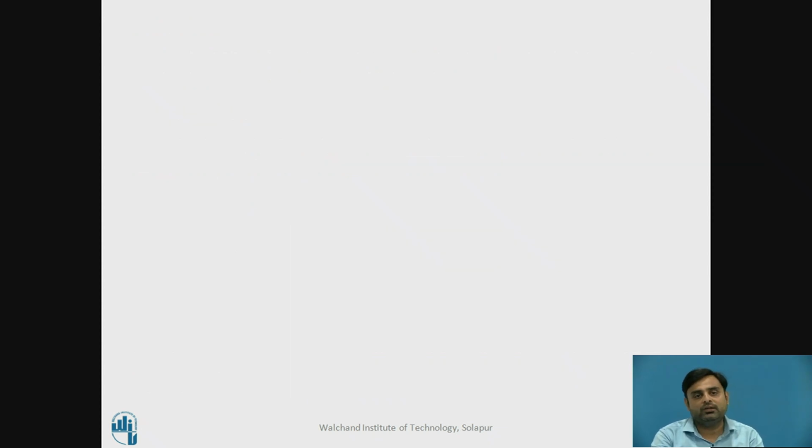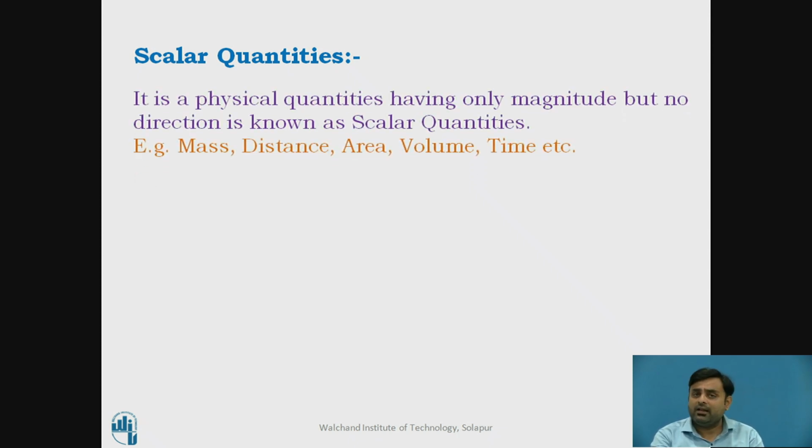Now we will move further, to scalar quantities. What do you mean by scalar quantities? Scalar quantities are physical quantities which need only magnitude, and no direction is required to define them. For example, mass, distance, area, volume, time, etc. All these are scalar quantities, because they can be defined using magnitude alone. The direction is not required.